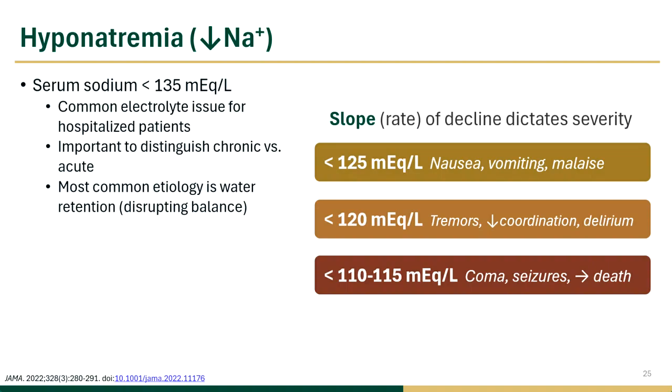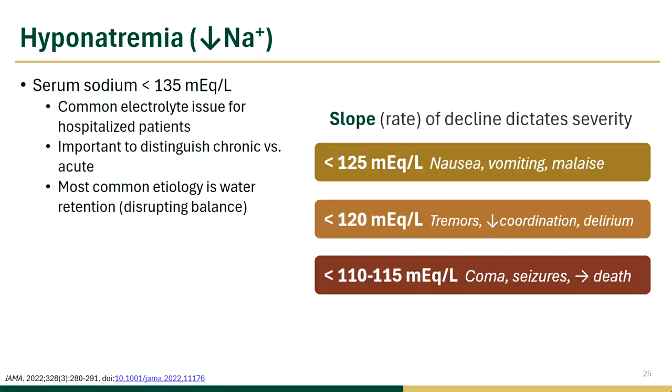Because remember, sodium goes in, potassium goes out. That's how nerve signals are transmitted. So the further that you get into the low range, and again, this is concentration, so it doesn't always mean the pure amount of sodium that's present, you get into really significant neurological symptoms: tremors, loss of coordination, delirium. So that's like mental status changes. Then when you get into the 110 to 115 range is when you're concerned about coma, seizures, and even death that comes from that.